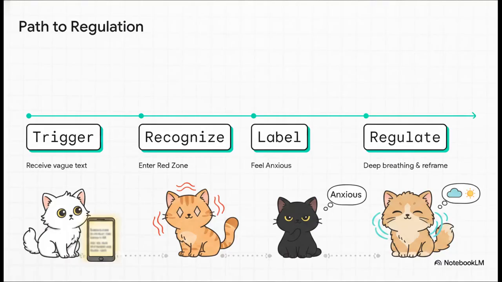So, we finally arrive at R for regulate. This is the absolute core of our framework. Let's look back at our vague text message example to see the full progression. First, the trigger hits. Then, we recognize we're hissing in the red zone. We label the exact feeling as anxious. And finally, we regulate, maybe through some deep breathing or just reframing the thought. Do you see that shift? We've moved from an arched-back panic to a conscious, regulated response.